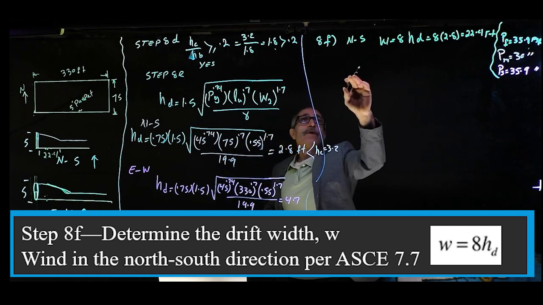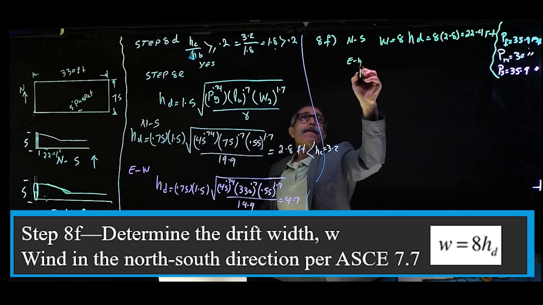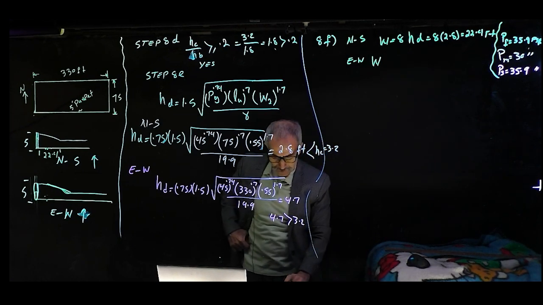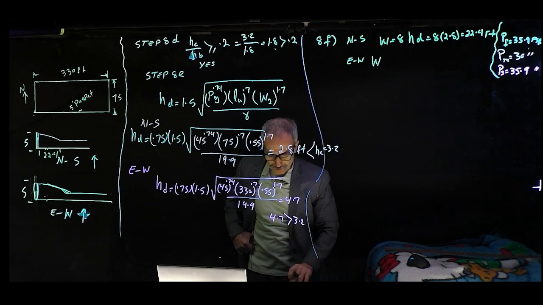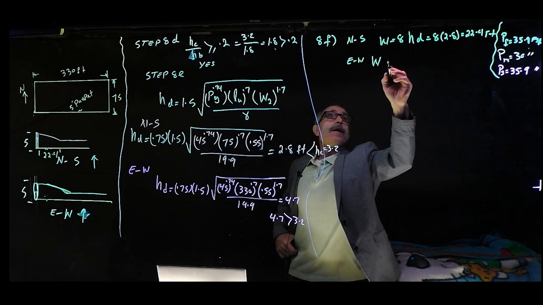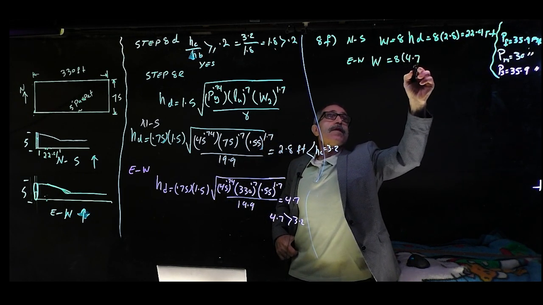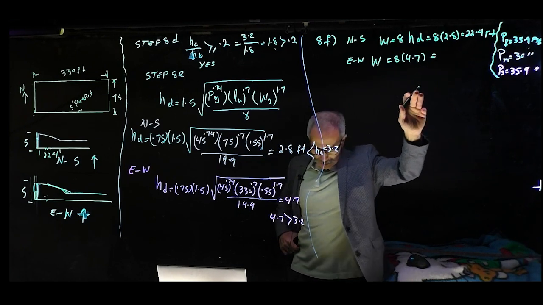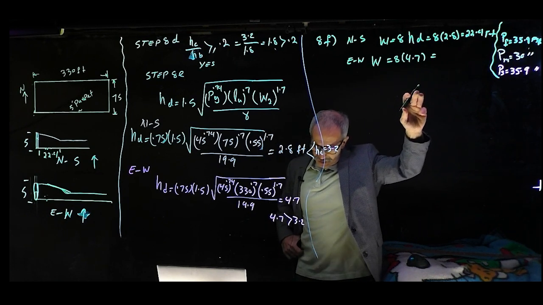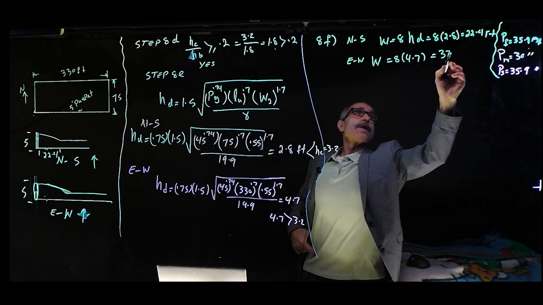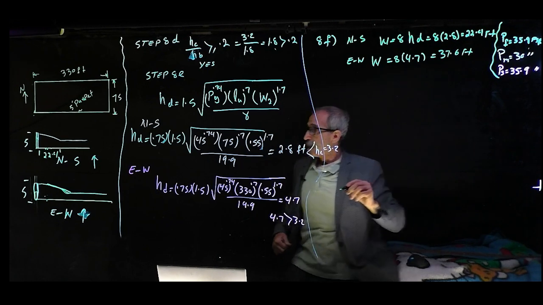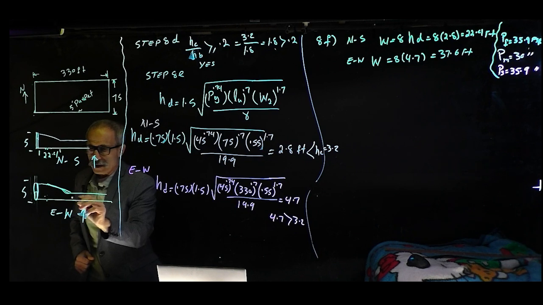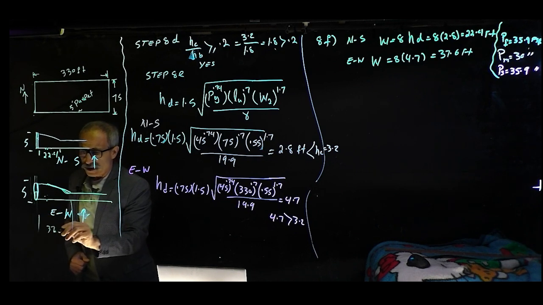And then we're going to look at the east-west direction, and W is equal to 8 times 4.7, which I already calculated here, and that comes out to be 37.6 feet. So this distance right here is 37.6.